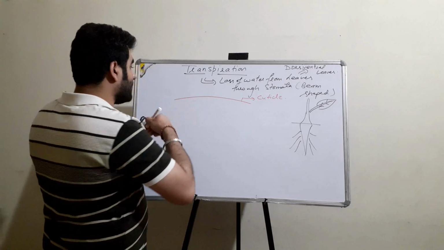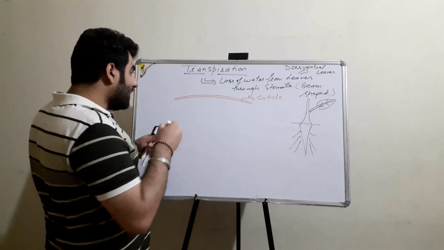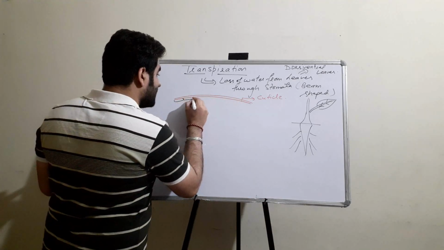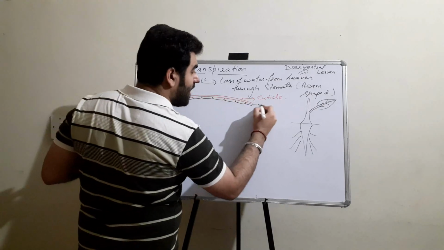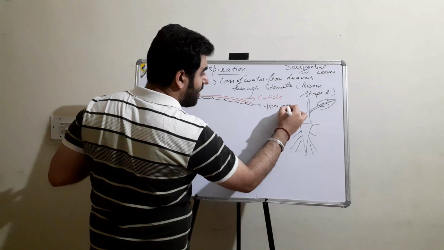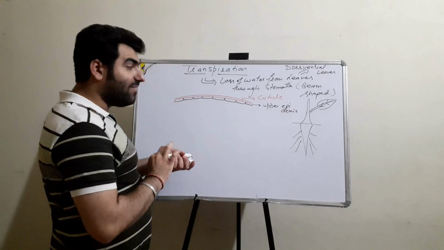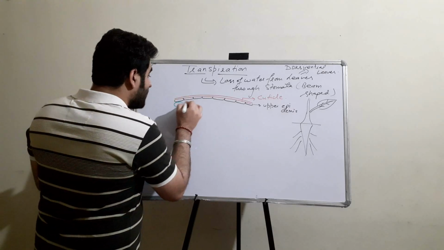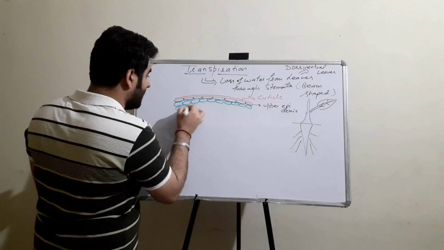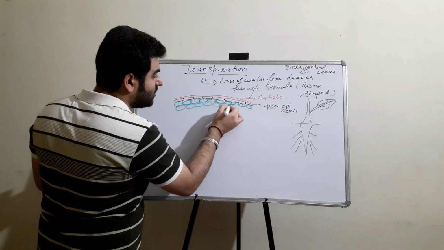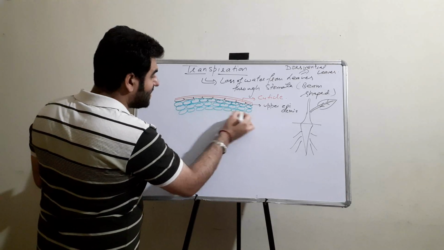Let me make it a double layer. So this layer is the cuticle. Inner to this layer are the epidermal cells. These are the epidermal cells, that is the upper epidermis of the leaf. Then we have the cells which are closely packed. These cells are the palisade cells of the leaf.